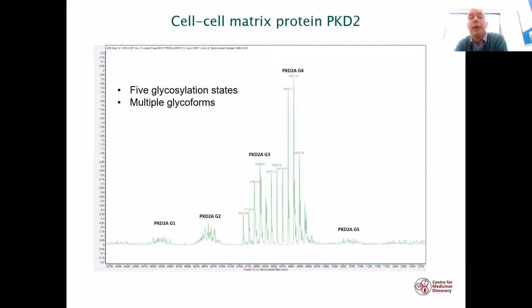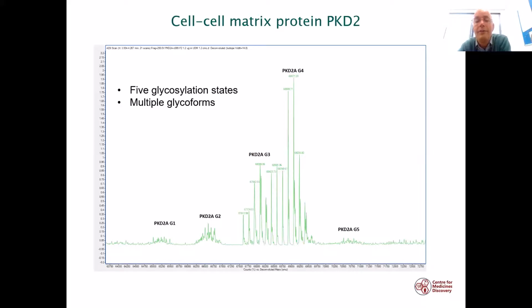Here's another membrane protein. PKD2 is a fairly large cell-to-cell matrix protein, and it is glycosylated. So you can see here we have multiple glycosylation states. Very often you wouldn't see this because there is a lot of polydispersity in the sample, and normally you would treat with Endo F to deglycosylate the protein. But of course, if you do that, you'll get your signal for the protein, but you won't see the glycosylation. It's quite nice to see the glycosylation.